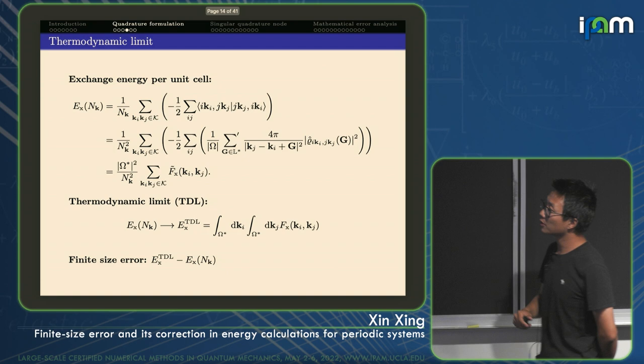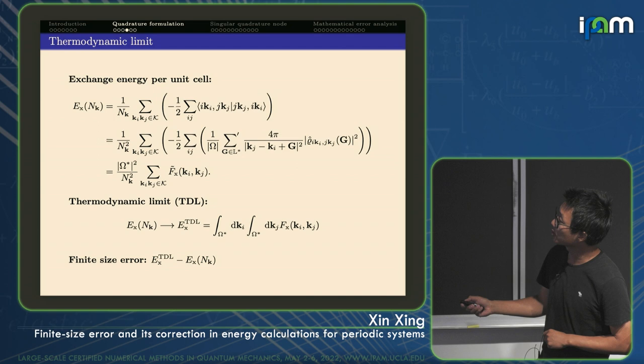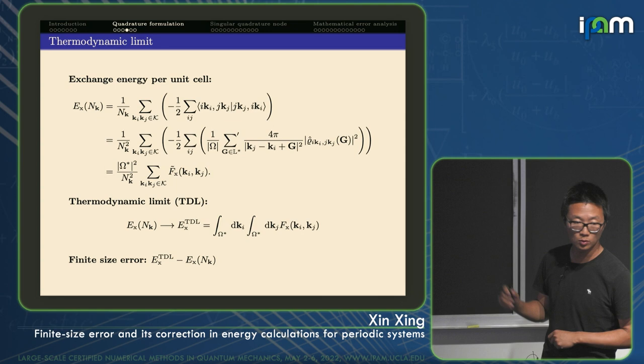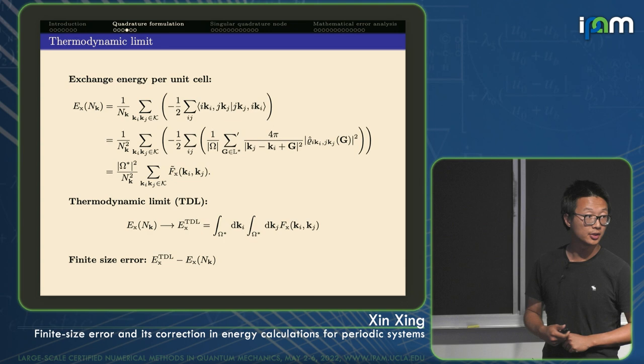A similar reformulation can also be applied to more complicated calculations, say the exchange energy calculation. Here, we sum over a pair of occupied orbitals in the calculation, so we have a double summation over Ki and Kj on this uniform mesh. And in the calculation of the ERI, we get an extra 1 over n factor out, so we have 1 over n squared. Ultimately, we can reformulate the calculation into a trapezoidal quadrature calculation with respect to two momentum vectors, Ki and Kj. In the thermodynamic limit, it converges to a double integral, and we care about the finite size error here. The same applies to MP2.